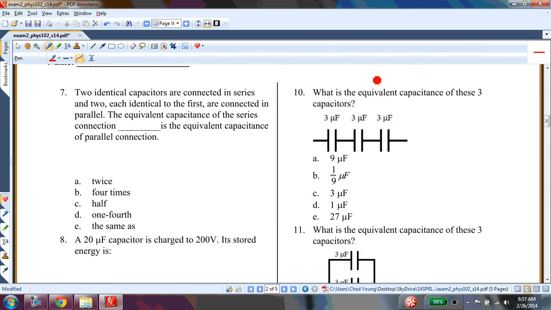Two identical capacitors are connected in series, and each identical to the first connected in parallel. The equivalent capacitance of the series connection is what? The equivalent capacitance of the parallel connection.